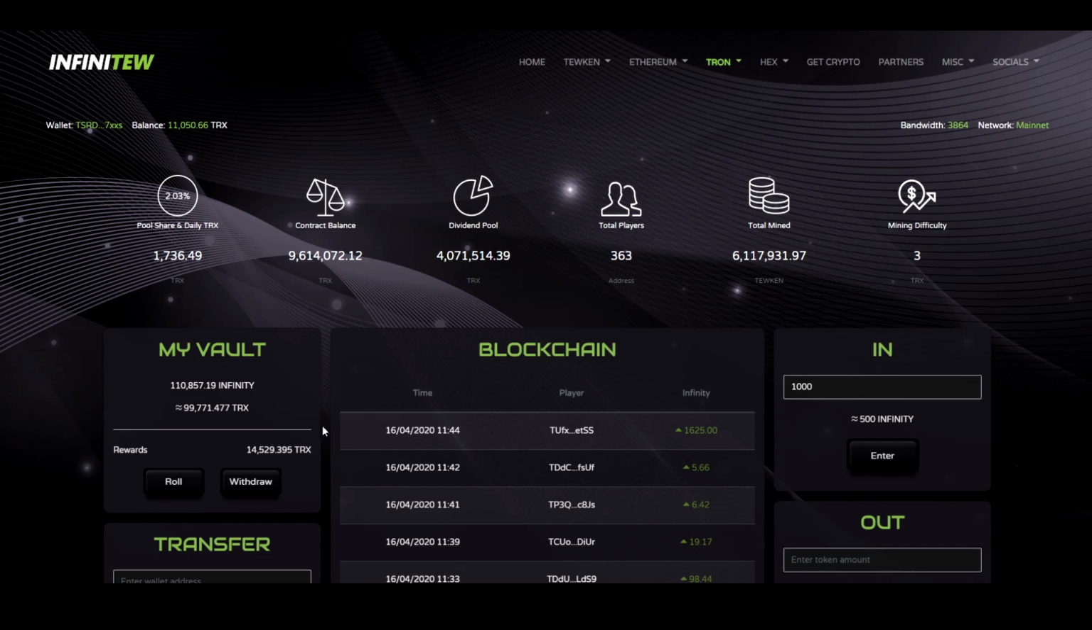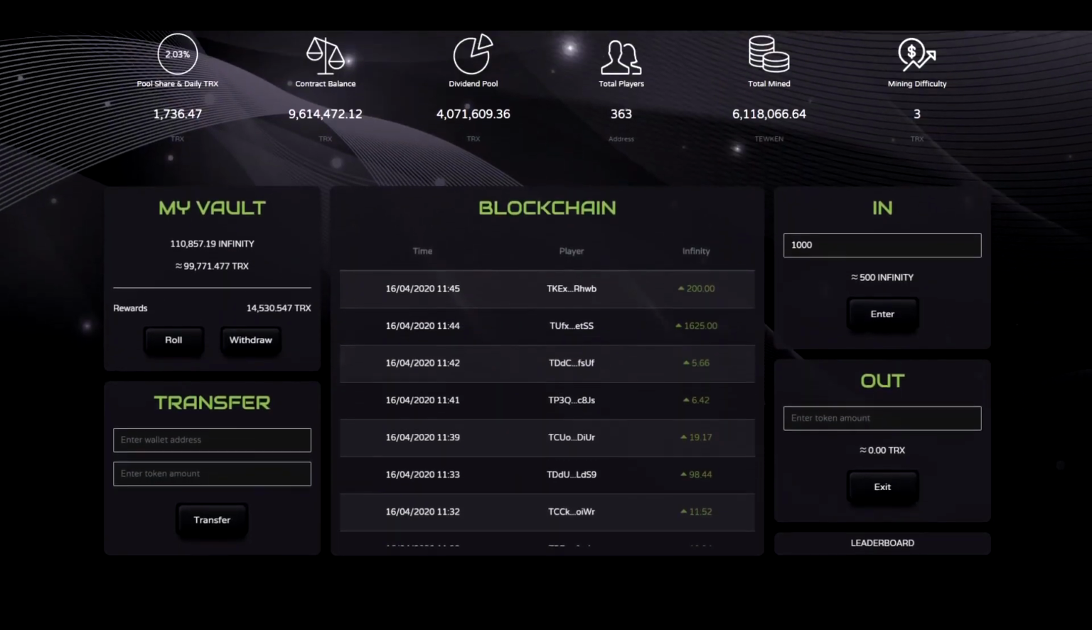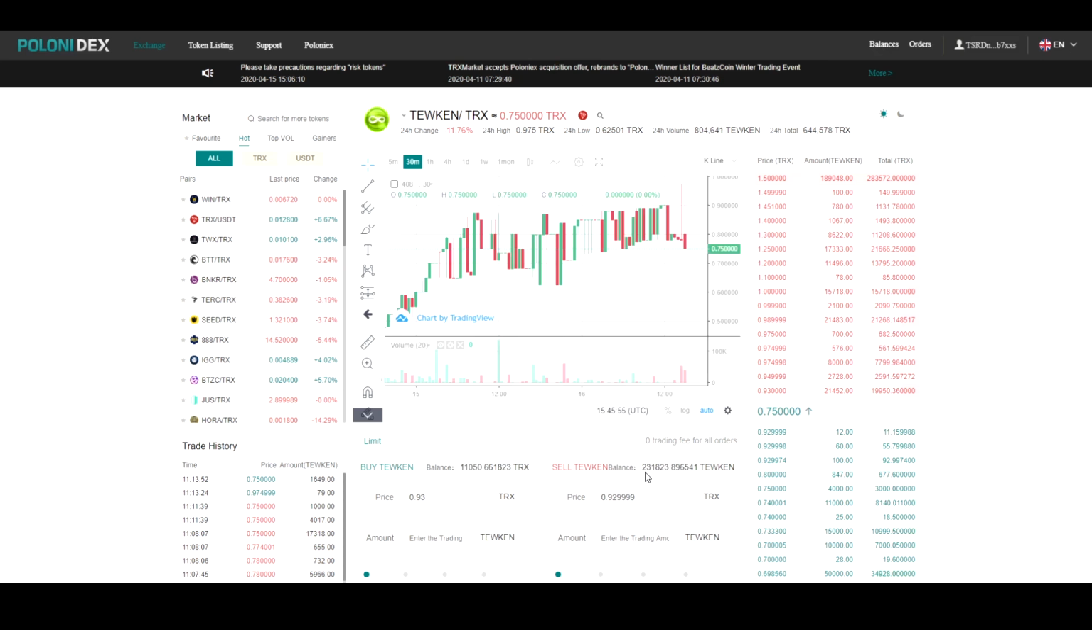So let's play. Now, what I could do is I could roll this 14,000 TRX into here. That will get me about 7,000 Infinity because there's a 50% fee on rolls and entries. I will also mine Tewken. So let's see how many I have. I've mined 162,559. When I roll, this will go up. And it will also be reflected here. I have more because I've bought some.